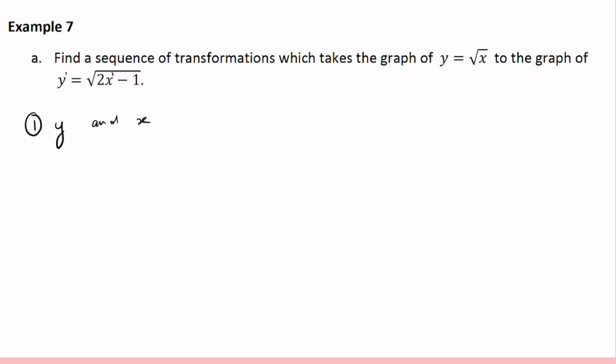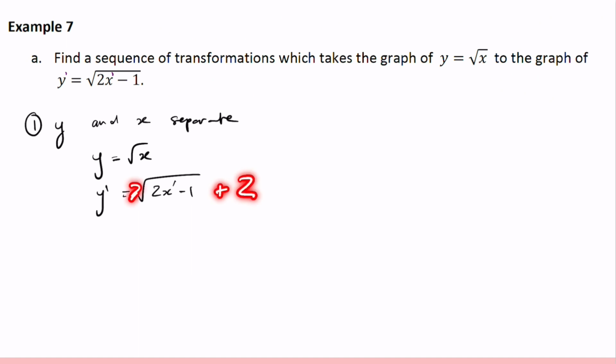In this case, that first step where we need to rearrange to get y and x on separate sides is actually already the case. So if I write the 2 equations, I've got y equals root x, that's already separated, and then our new equation, y dash equals root 2x minus 1. There's nothing that I can move over to this side. If I had a plus something or multiplied or negative or whatever, that's what I would move over. But in this case, it's very clear that they're separate. So that's step 1. It's already done for us. We didn't really have to do much.